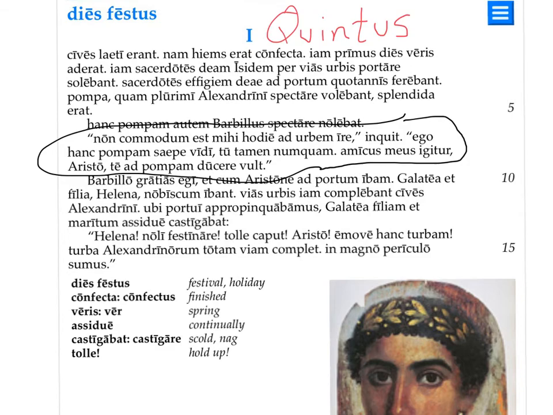So when we get to this paragraph, however, Barbalus didn't want to see this parade. Barbalus is talking to Quintus. He says, "It is not convenient for me to go to the city today. I have seen this parade a bunch. You, however, have never seen it. Therefore, my friend Aristo wants to take you to the parade." So this is all coming from Quintus's point of view, and Aristo is the one who has decided to take Quintus to the parade because Barbalus isn't interested in going.